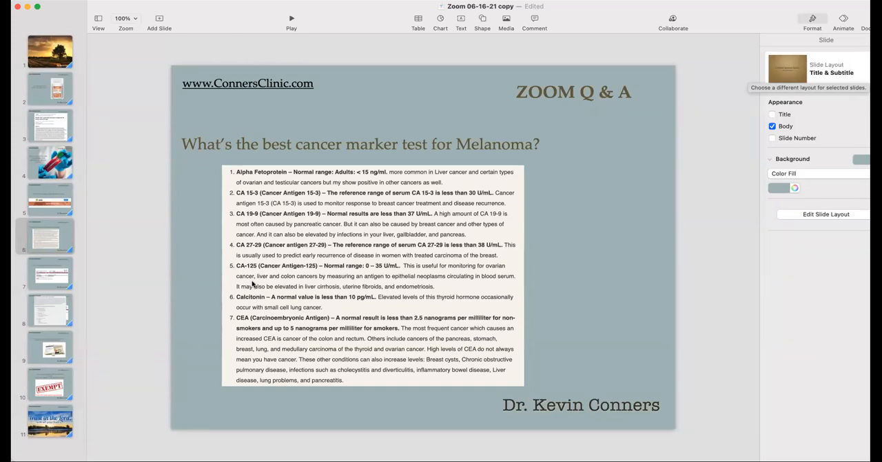And if they do have one that shows positive, then they can use that as a monitoring device in monitoring how well they're doing with their care. But there are some cancers like melanoma that typically don't show. There's no real cancer marker tests that are good for a person with melanoma. So then how do you monitor? Well, that's the question of the day for all cancers. There isn't a perfect way to monitor any cancer.